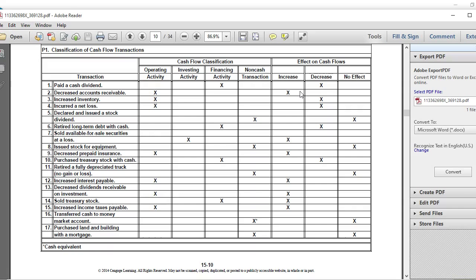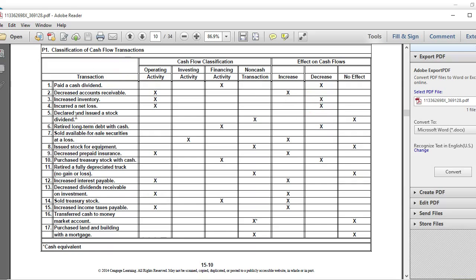Look at your cheat sheet. When you increase inventory, that will affect your operating activities. And increasing inventory means you used up cash that's sitting in inventory on the books. So it's going to decrease our cash flows. Incurred a net loss. When we're showing there's a net loss, it's going to affect our operating activities, and it's going to decrease our cash flows.